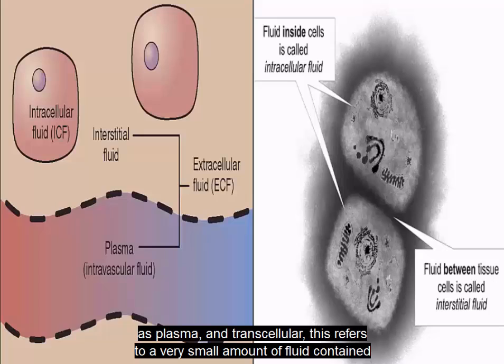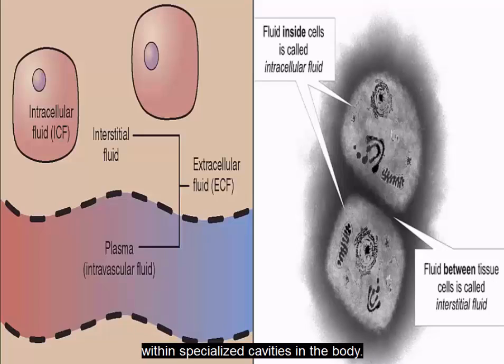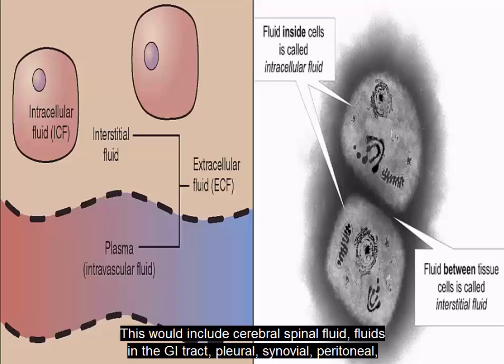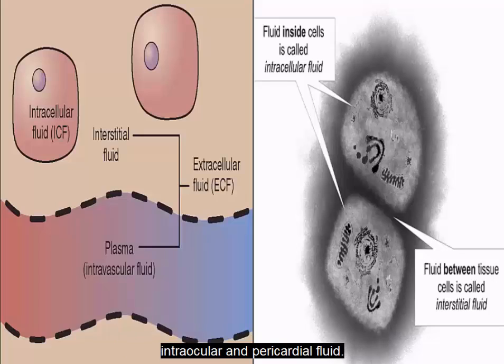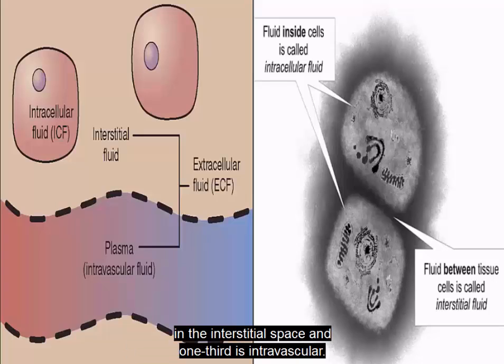This refers to a very small amount of fluid contained within specialized cavities in the body. This would include cerebrospinal fluid, fluids in the GI tract, pleural, synovial, peritoneal, intraocular, and pericardial fluid. About 2/3 of the extracellular fluid is in the interstitial space and 1/3 is intravascular.